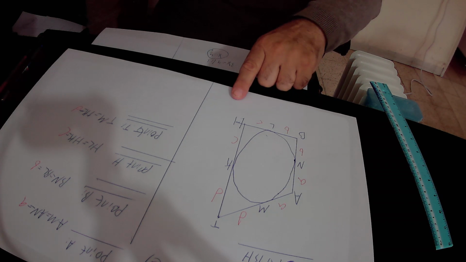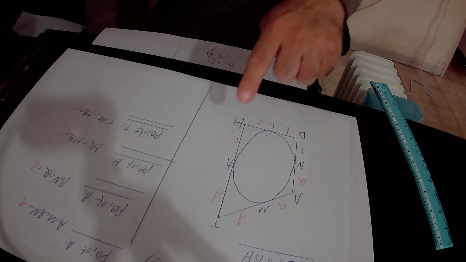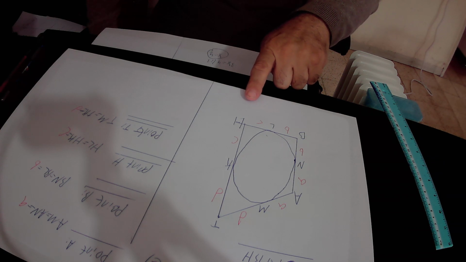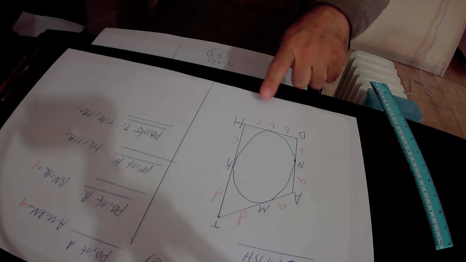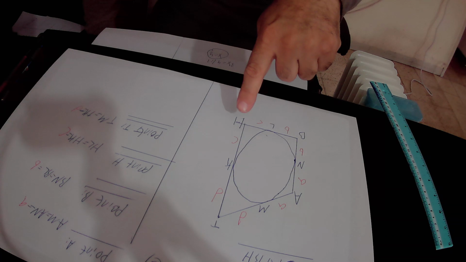Then we focus on the common external point H. From the common external point H, we have two tangents to this circle, tangent HL and tangent HK. According to rule number 2, they are equal to each other. That is to say, HL equals HK. So if the length of line segment HL is c, then the length of tangent HK must also equal c.